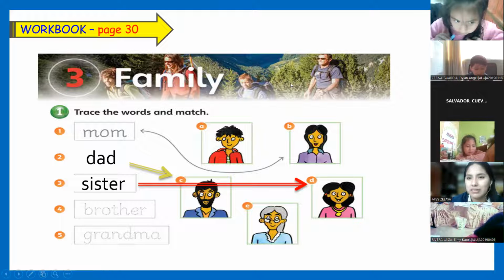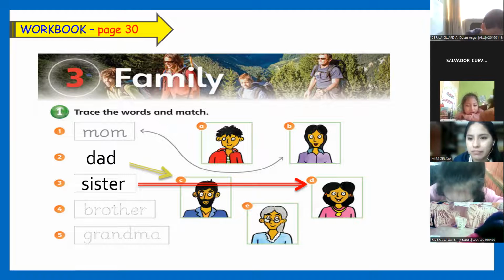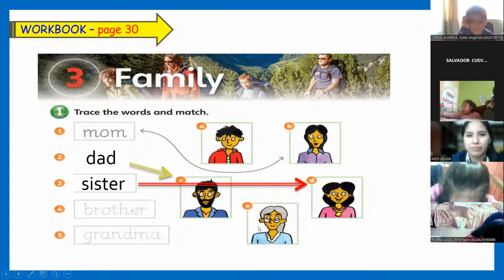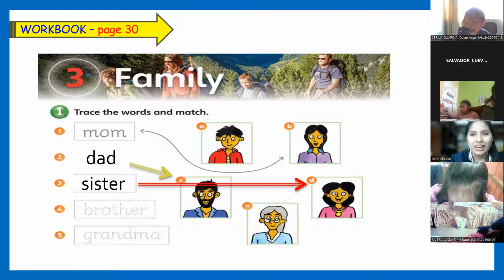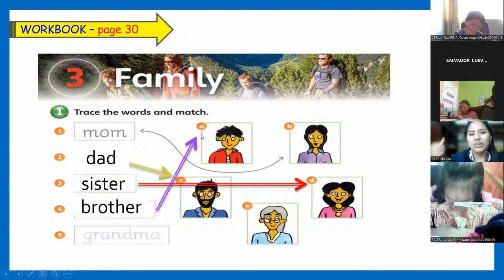Sophie didn't say the answer. Continue with Dylan Serna. Dylan, the number four. What member of the family is number four? Brother. The brother, yes. And what letter is brother? Letter A or letter E? A. Yes, it's letter A. Very good.